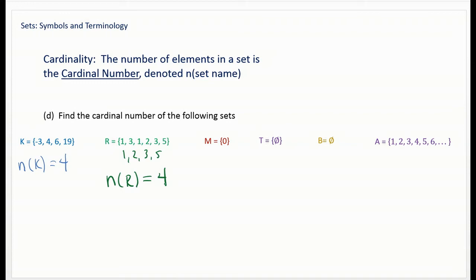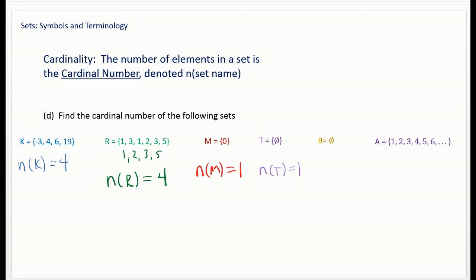And the next set is interesting. It says it's the set with 0 in it. And y'all, that's not the empty set. That's the set with the number 0. So I would say n of M is equal to 1. Well, check out the next example. The next example is a set with the empty set symbol in it. Now, does that mean that set is empty? Nope. It has the empty set in the set. So n of T is also equal to 1, just like M, because there's 1 element in the set.